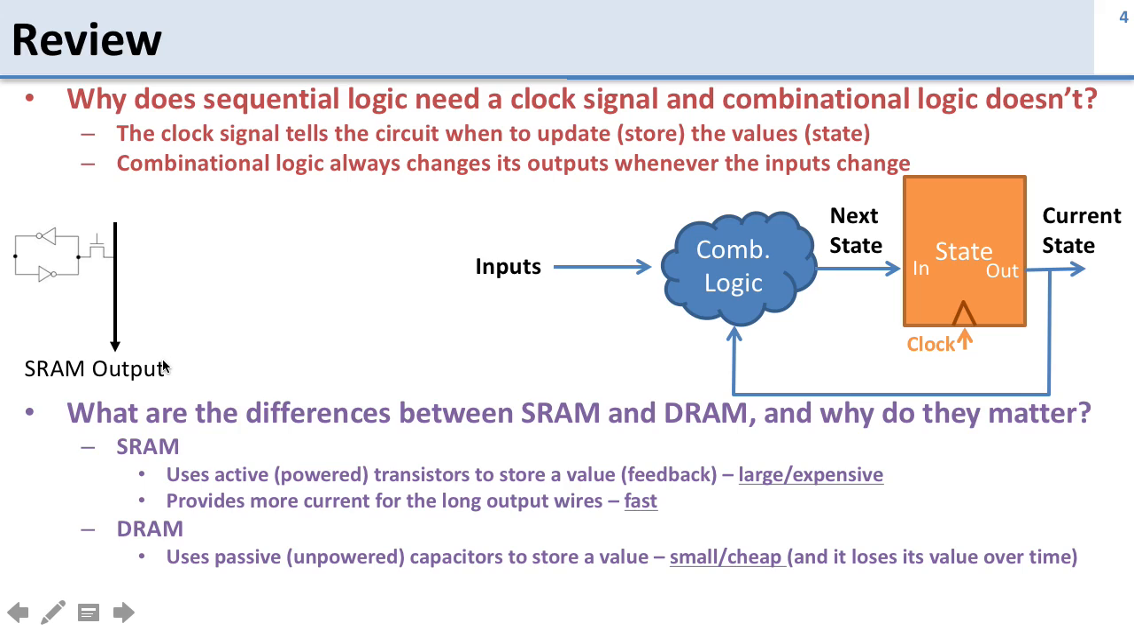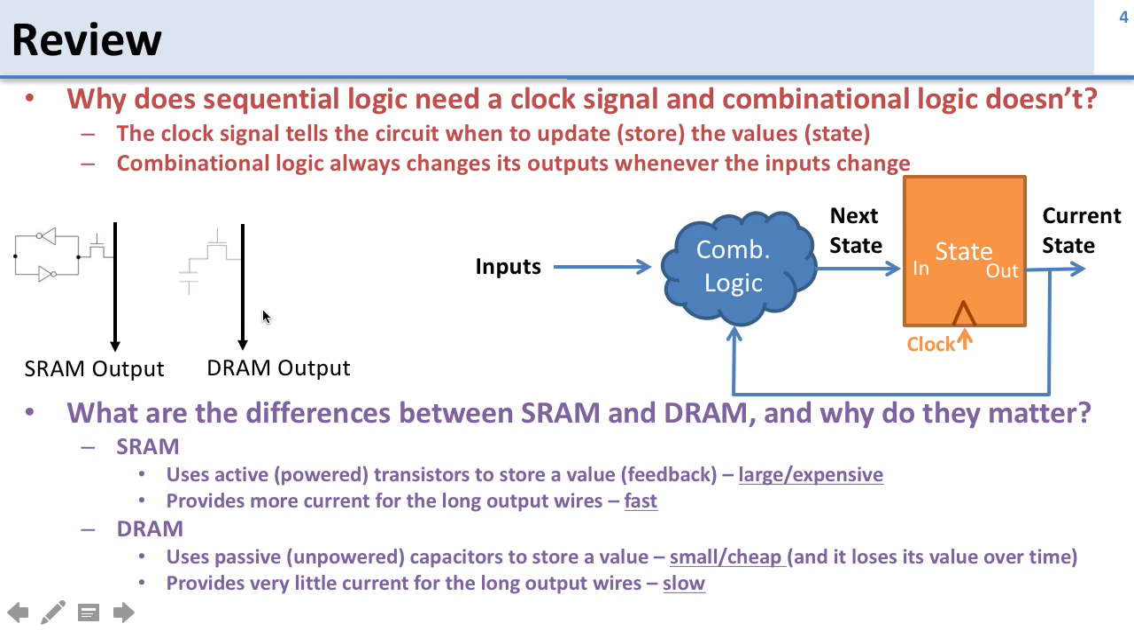DRAM, however, was the opposite way. It uses capacitors, so these are passive, they're not powered. So there's just a little bit of charge in the capacitor, you turn on this transistor and some of that charge comes out on the wire and slowly changes the voltage on the wire. Because you're limited how much charge you have here, it's going to change the wire very slowly, which means they're slow. However, they're slow, but they're very small, which means it's cheap. So DRAM is small, slow, and cheap. SRAM is large, fast, and expensive.